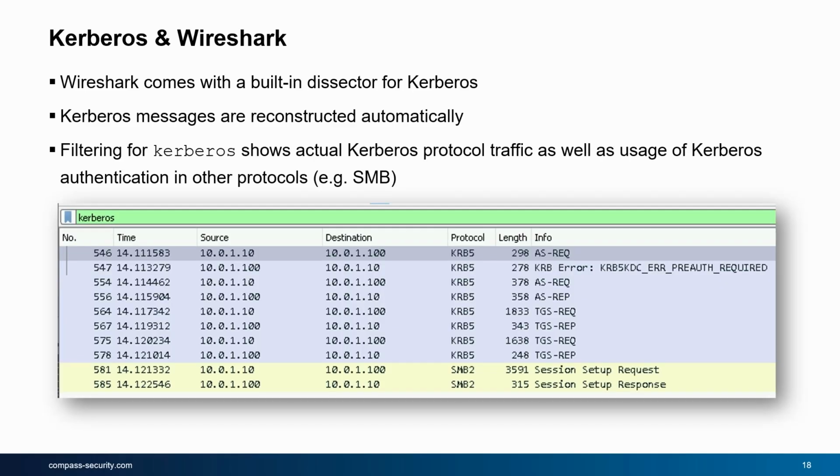One nice thing to know is that in Wireshark you can simply filter for Kerberos, and the filter will actually capture messages that are either the Kerberos protocol itself or whenever Kerberos is used wrapped into another protocol. So for example, SMB, which we'll see in the demo right after this.